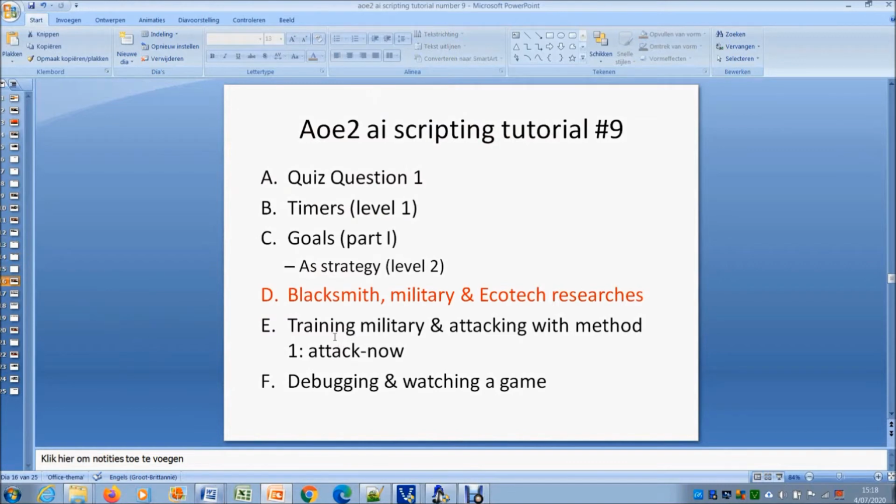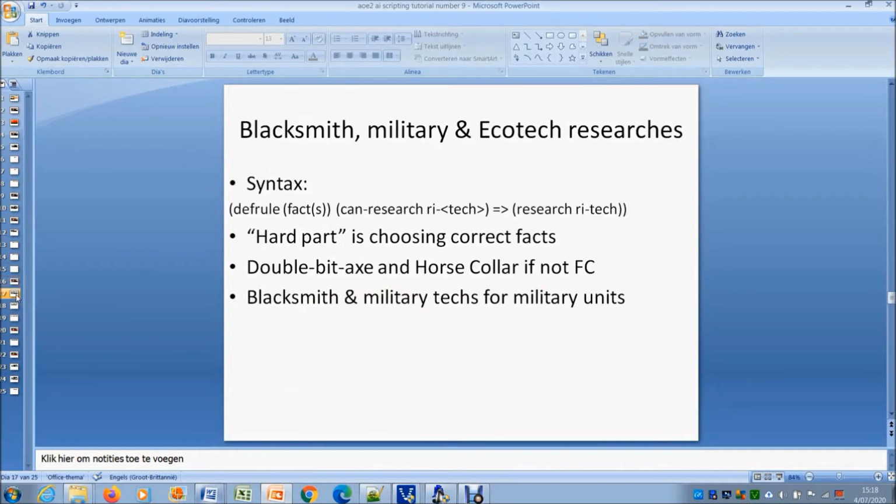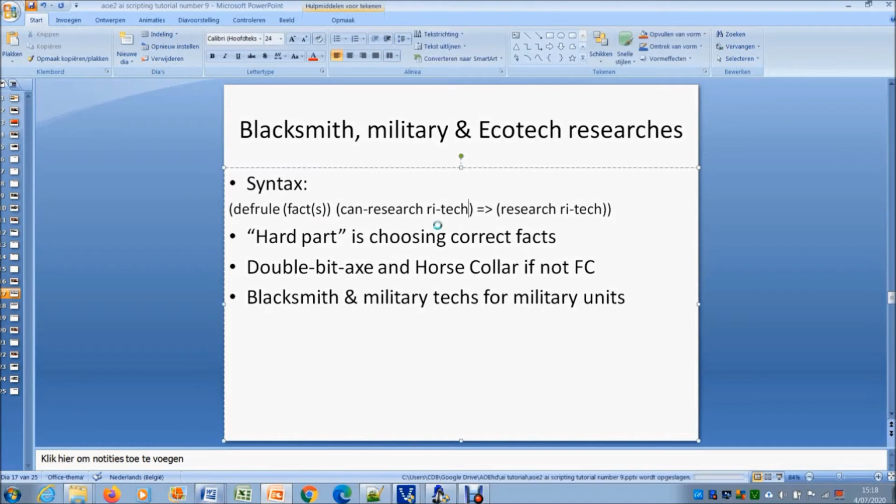Okay, we're moving on fast. We go to Blacksmith, Military and Ecotech Researches. The syntax, as we know, is def rule with 1 or more facts, can research a tech, and research the tech. The hard part is choosing the correct facts.